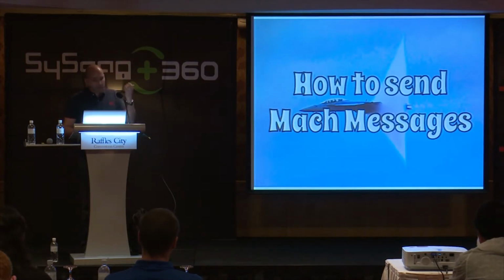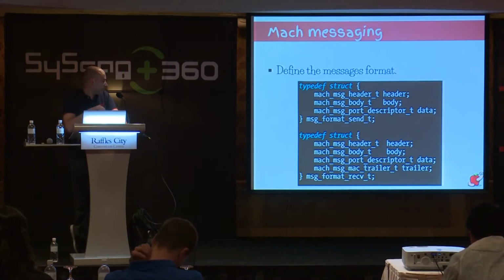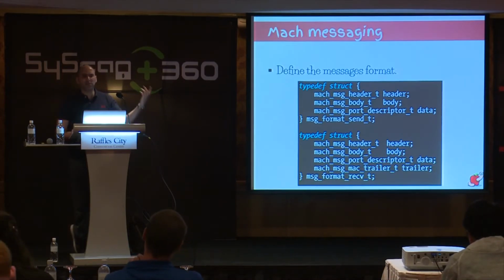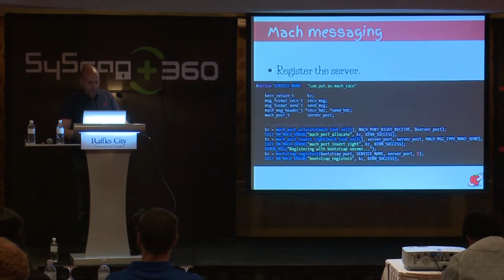Very quickly, how to send Mach messages between processes. It's very easy. You define a format. In this case, you have the header, the body, and this is the data with the port that I want to send between processes. And this is on the other side. In this case, I added the trailer because at the time I was testing some stuff, but the message could be just this format. It would be OK.